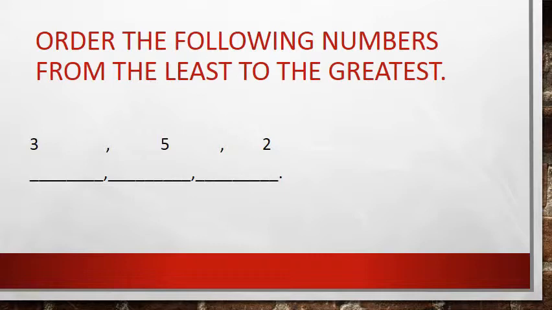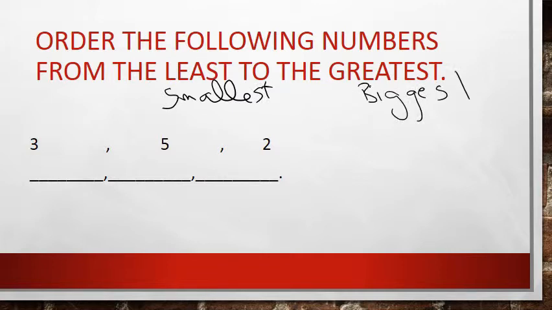In this slide, we have to order the following numbers from the least to the greatest. What do we mean from the least to the greatest? From the smallest to the biggest. What is the smallest number? 2. Then, after that, 3. Good.